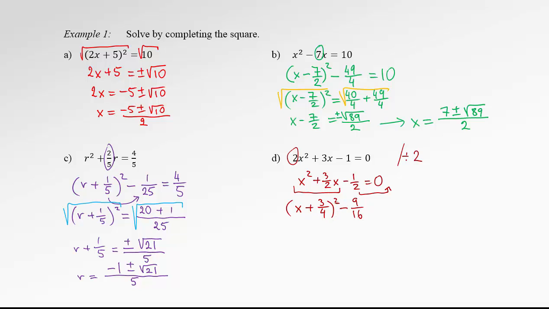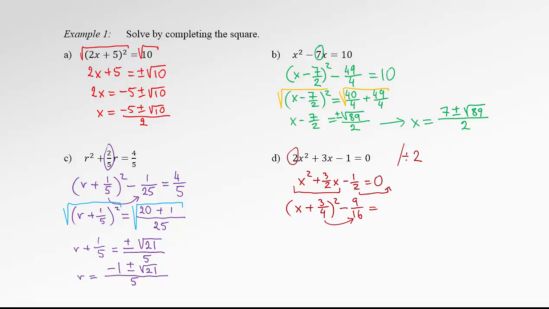Notice that after squaring the bracket, we always subtract, right? In all cases, we subtract. So this last sign doesn't depend on the sign that is in the bracket. We will always subtract the perfect square of the number that we took in the bracket.